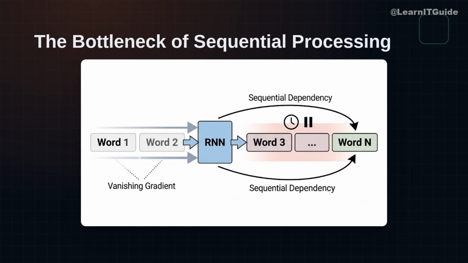So what is the real problem with the old way of doing things? Before transformers, we relied on recurrent neural networks or RNNs. These models read sentences like a human reads a book, one word at a time from left to right. This is incredibly slow because you cannot start processing word 5 until you have finished processing word 4. Furthermore, they struggle with long-term memory. If you have a paragraph with 50 words, by the time the model reaches the end, it has effectively forgotten the context of the first few words. This is exactly why we needed a new approach.